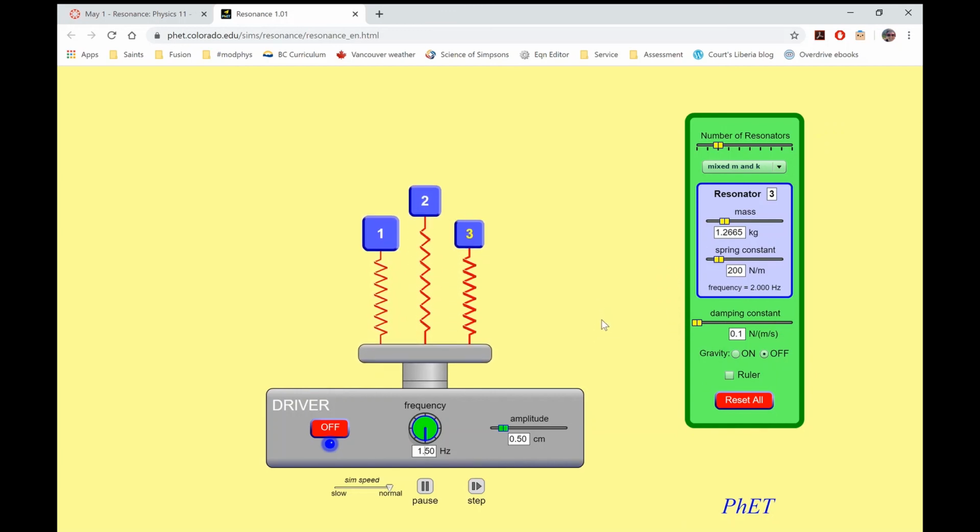that middle one is going to be displaying resonance and will have its amplitude grow very, very quickly. And then I could do the same thing if I go down to 1 hertz.